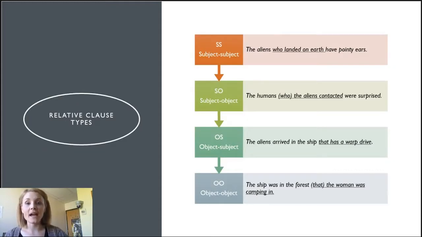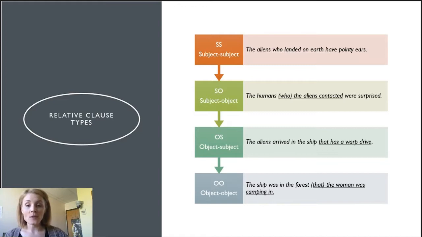Relative clauses can be categorized by what the relative clause modifies and whether the relative pronoun is the subject or object of the relative clause. So that gives us 4 types. We have SS, which stands for subject-subject, and that means that the relative clause is modifying the subject of the sentence, and the relative pronoun is the subject of the relative clause.